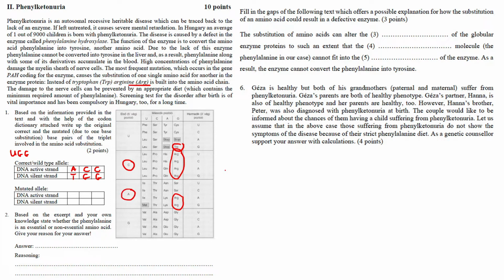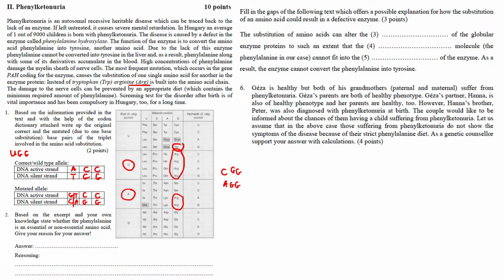The mRNA can be CGG or AGG. Now, out of these two options, it's very easy to figure out the active strand and silent strand. So the active strand can be G or T, obviously CC, and then the silent strand will be C or A, and then G. I hope it makes sense. So these were the mRNA triplets.